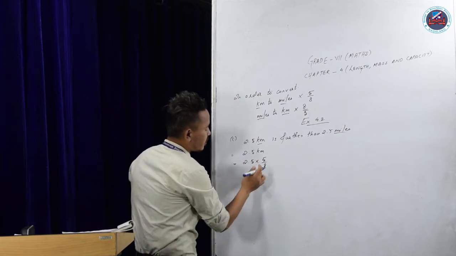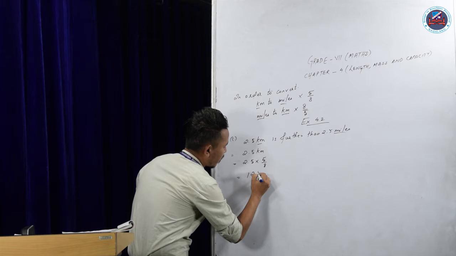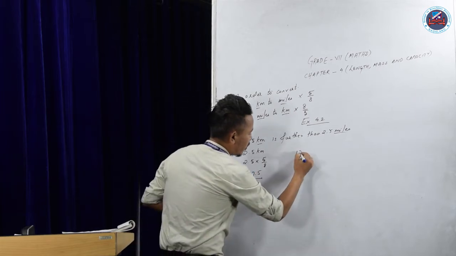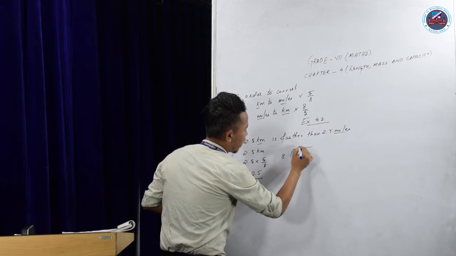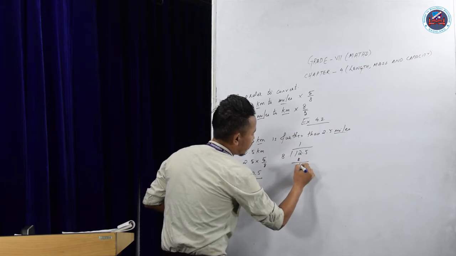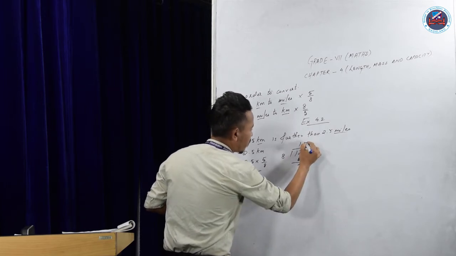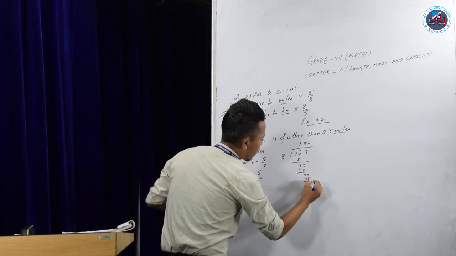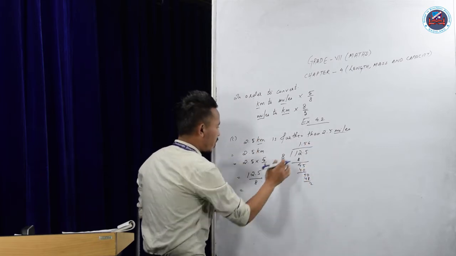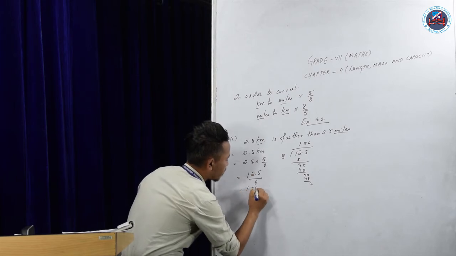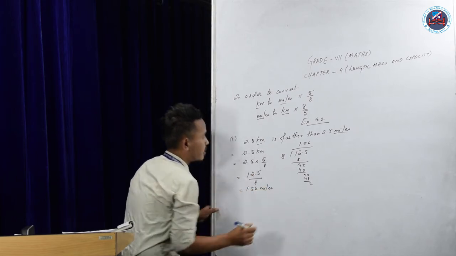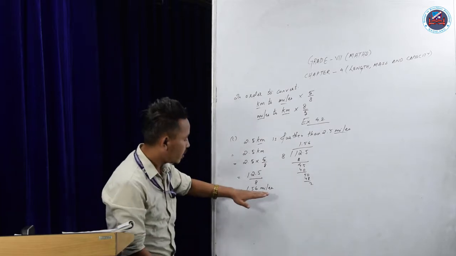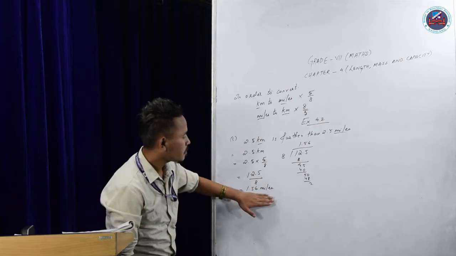So 2.5 into 5, I get 12.5 divided by 8. Let's see, 8 ones are 8, right? I get here 4, 5, 8 5s are 40, 8 6s are 48. It'll go on like that. So here I get 1.56 miles.